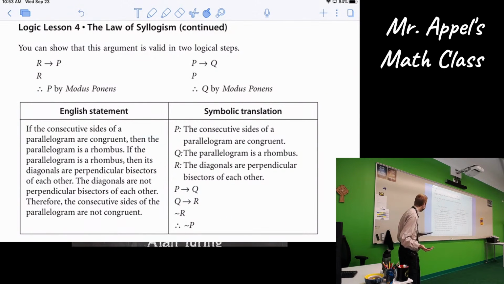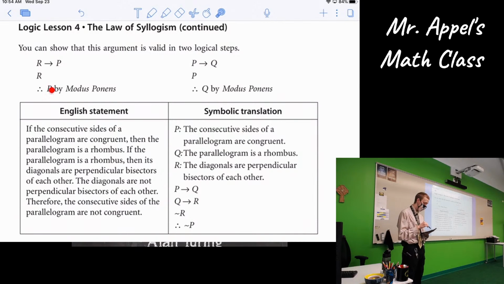Oh, and they did it a different way. See, I looked at it as, I like law of syllogism, because to me that makes things simpler first. I like trying for simpler first. But you could also see it as two steps of modus ponens. If R then P, I was given R, so my conclusion is therefore P.